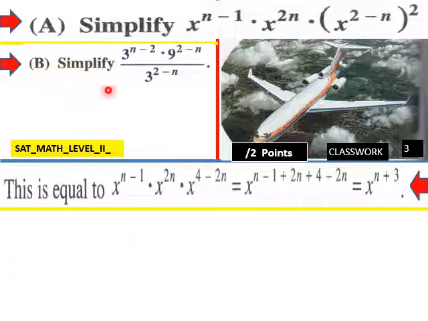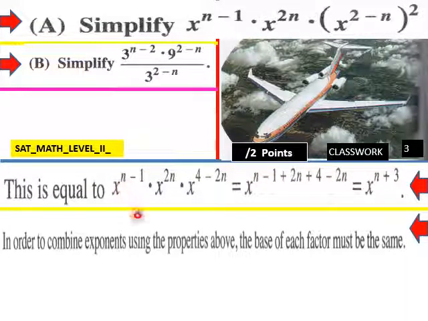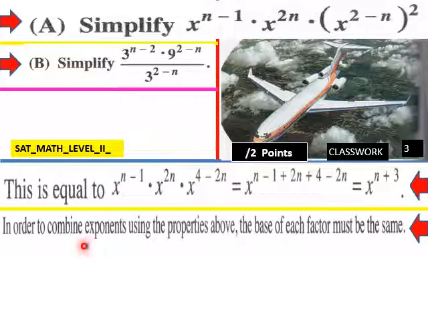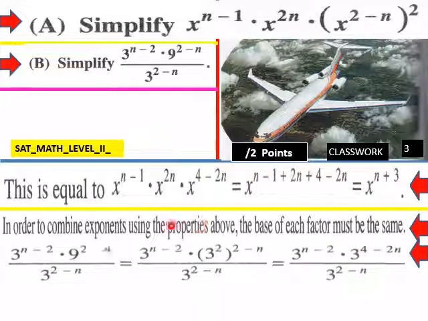And then b here, simplify 3 to the n minus 2 times 9 to the 2 minus n over 3 squared minus n, 3 to the 2 minus n. So for that situation, in order to combine exponents using the properties above, the base of each factor must be the same.